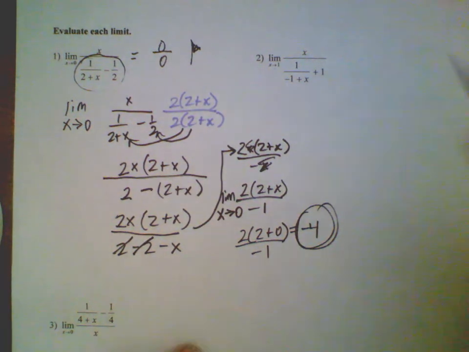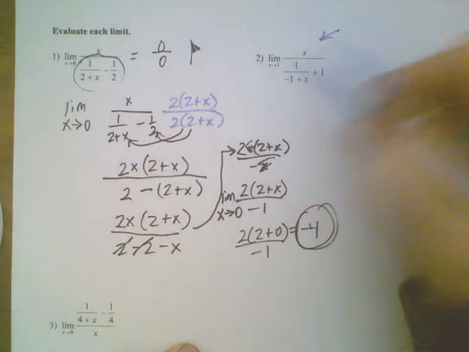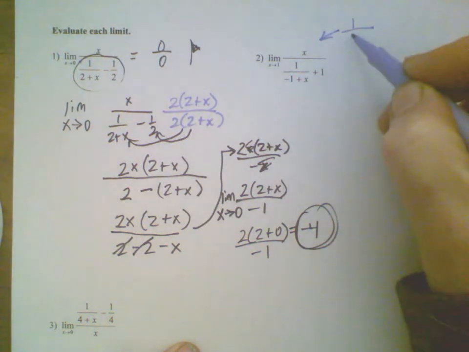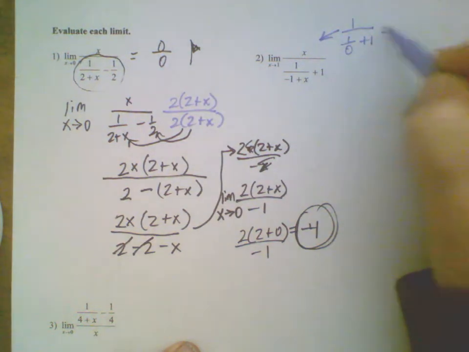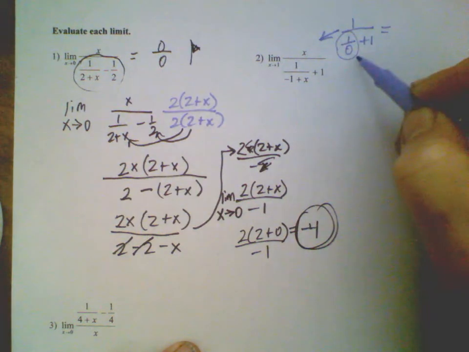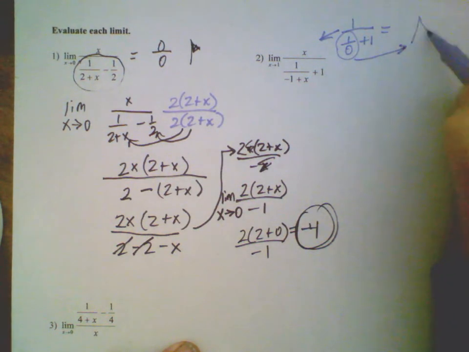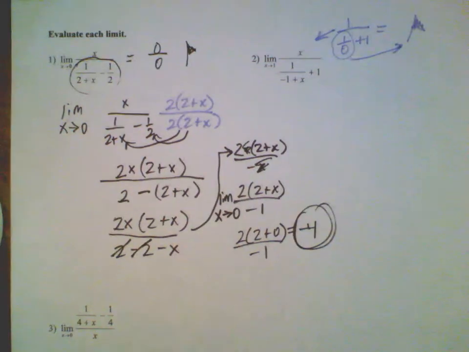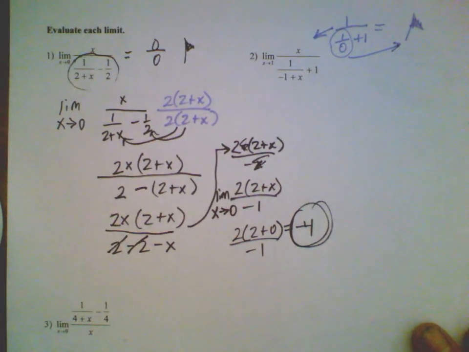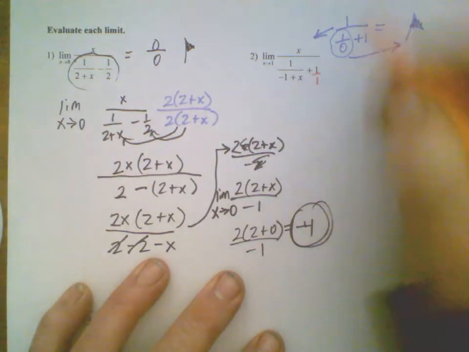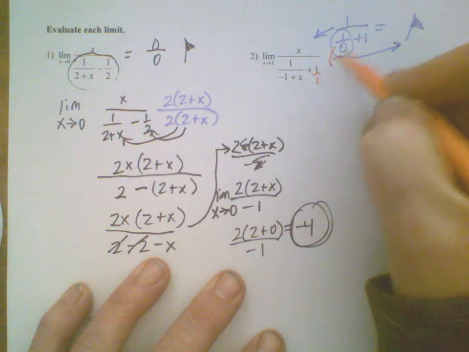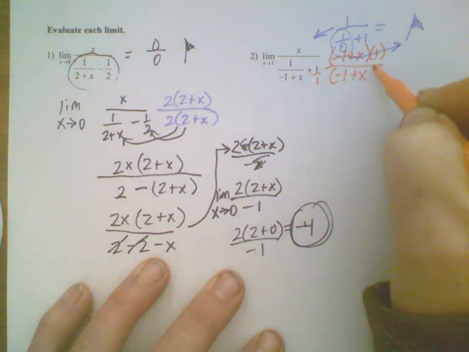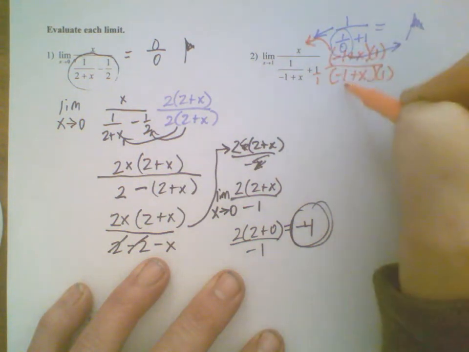In this next one, it's kind of the same thing. When I plug in the 1, I get 1 over 1 plus 0 plus 1, and this gives me an undefined situation, which should also raise a red flag. It's not the same thing, but it's an issue: I can't get an answer. So I'm going to use that same approach from the last problem and find the common denominator. Remember, this is over 1, so I'll multiply the top and the bottom by negative 1 plus x times 1, over negative 1 plus x times 1.